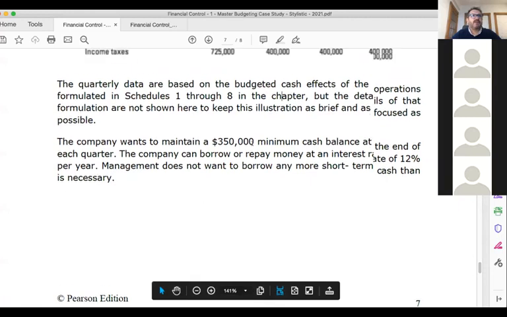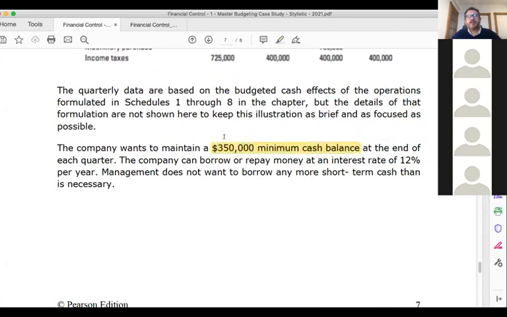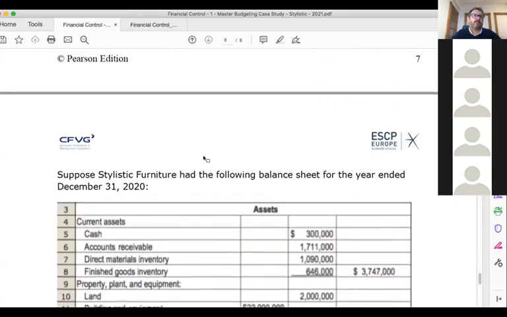So let me share again the PDF version of the document. You should see it. So let's have a look. The company wants to maintain 350 minimum cash balance. Okay, I'm not sure it's included already. I don't remember. The company can borrow or repay money at an interest of 12% per year. Management does not want to borrow more than necessary. So again, we will repay as soon as possible.